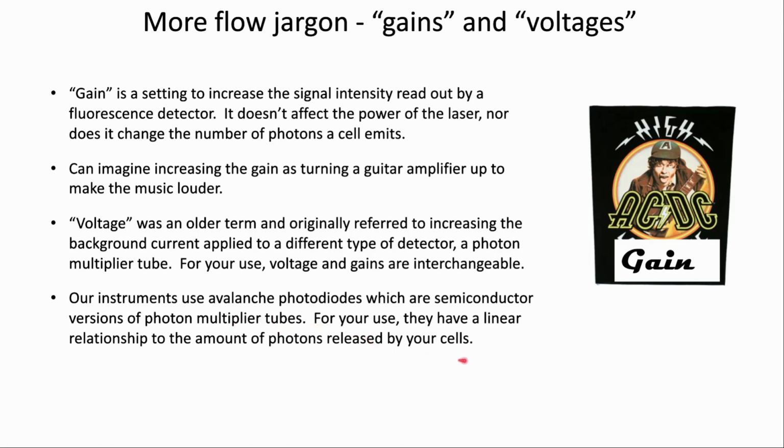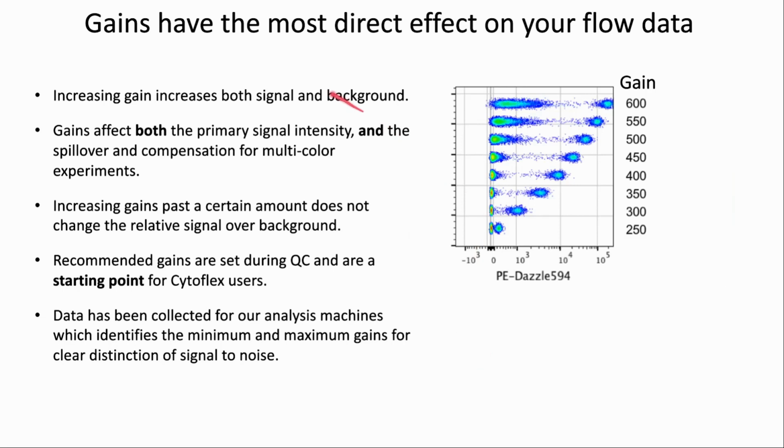One point of emphasis, which we repeat across several of the modules, is that gains have the most direct effect on your flow data. Increasing the gain will increase both your signal and your background. It is important for a user when setting up their instrument to select gains which are appropriate for their cells and their fluorochromes. This is based on the background of the cells and based on the signal of the fluorochrome which they are investigating. Gains affect both the primary signal intensity and the spillover and compensation for multicolor experiments.